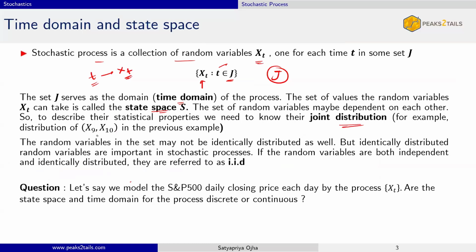For example, find the distribution of x9, x10 together, right? It doesn't have to be two variables. It's actually all variables put together, how they jointly behave. Once you specify that, you are done. Everything else can be calculated.